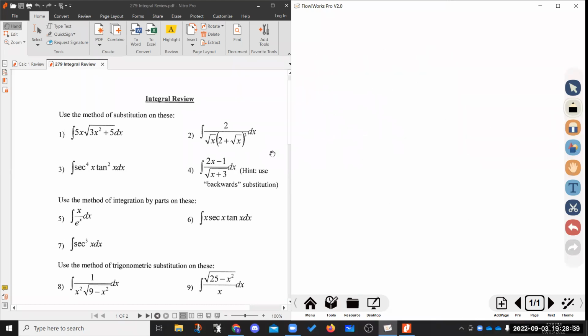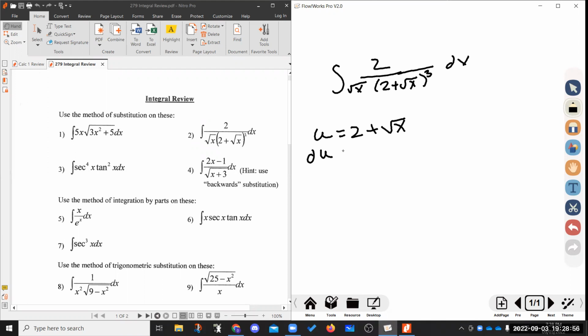Number 2 is also a U substitution problem. 2 over the square root of x, times 2 plus square root of x to the 3rd, dx. The inner function here that we see is 2 plus the square root of x. That makes du equal to 1 over 2 times the square root of x dx. So we need to have 1 over the square root of x here. dx is going to be 2, du is going to be 1 over the square root of x dx.